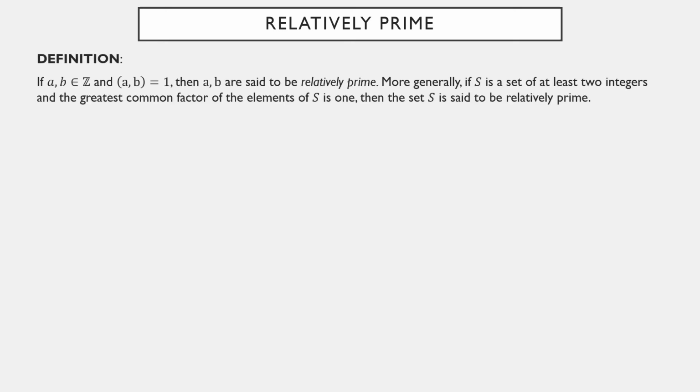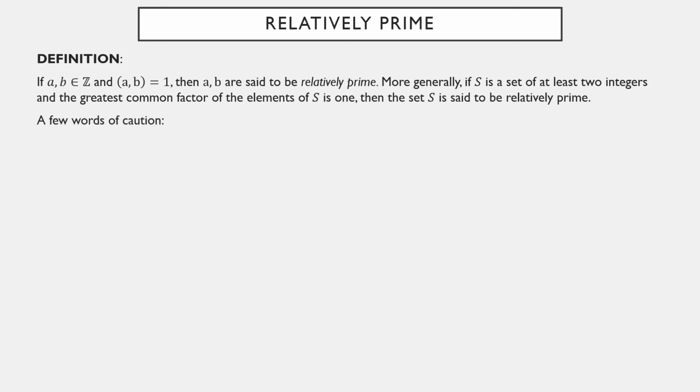All right, moving on, another definition. Suppose I have two integers and the greatest common factor between them is 1. Then the two integers are said to be relatively prime. This is what it means to be relatively prime. The greatest common factor is 1. In general, if you have a set of more than two integers and the greatest common factor of the set is 1, then that set of integers is said to be relatively prime.